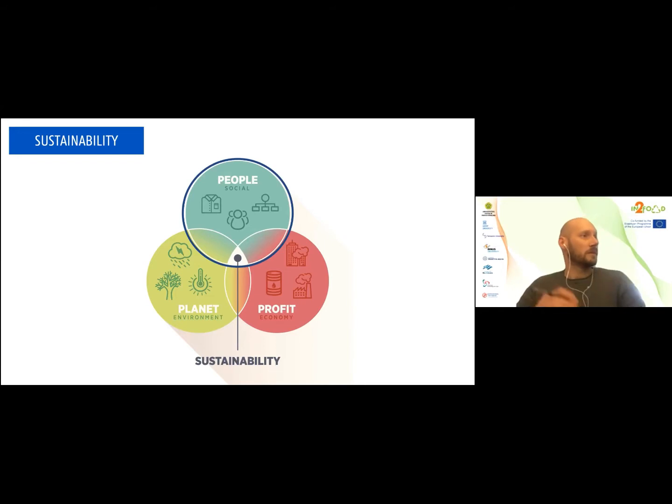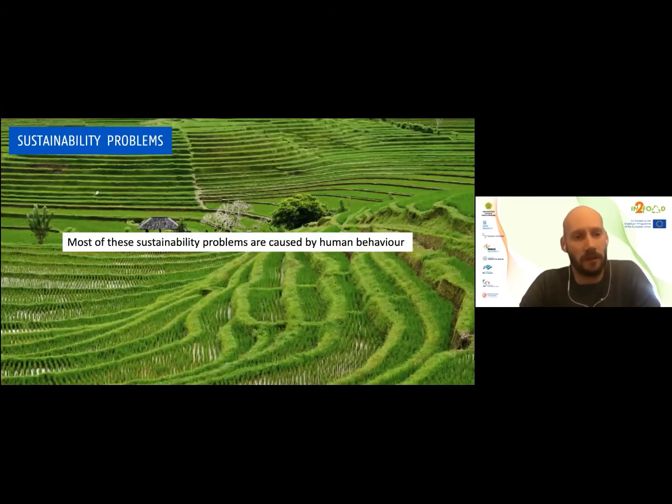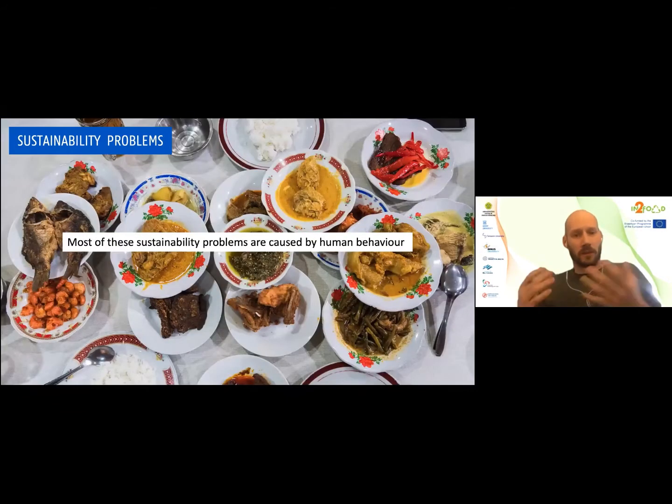So most of these sustainability problems are actually caused by human behavior. If we look at how food is produced, we actually start from the planet, from our environment. We shape our environment, we transform our environment to produce as much food as possible, to produce as much food as efficiently as possible. Then we also look at preparing this food.